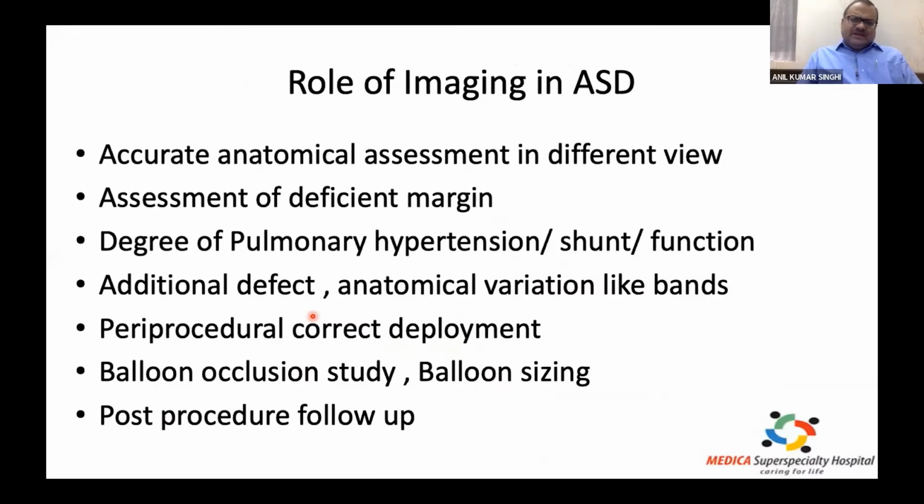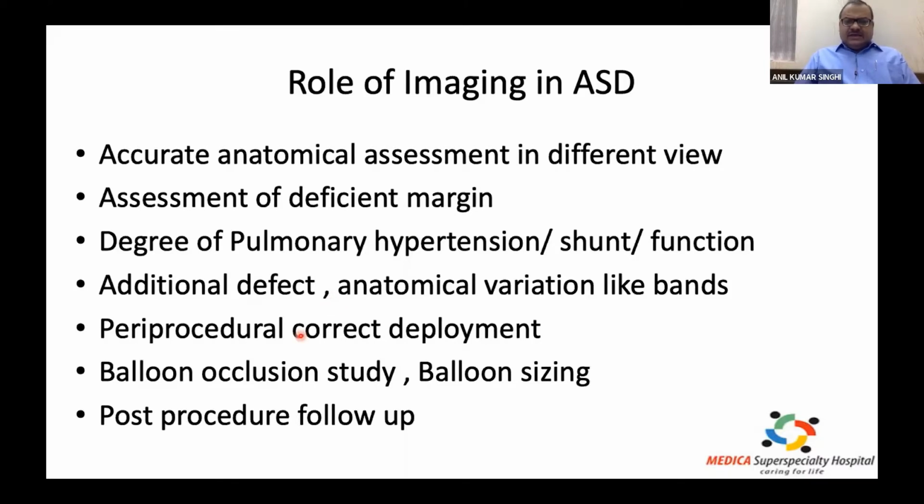So the role of imaging in ASD, as we all know, is that it helps us in accurate anatomical assessment in different views. We understand the margins and size of the ASD. We get an idea about the degree of pulmonary hypertension, how much is the level of shunt, that is the overall assessment, the right ventricular and left ventricular function. We look for any additional defect like associated pulmonary stenosis, or any anatomical variation like bands, which is not very uncommon in case of ASD in small kids.